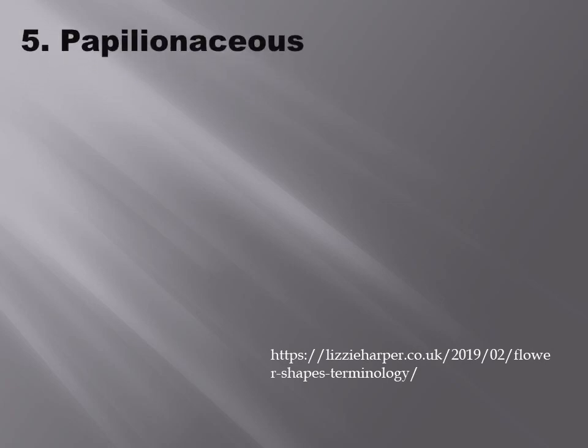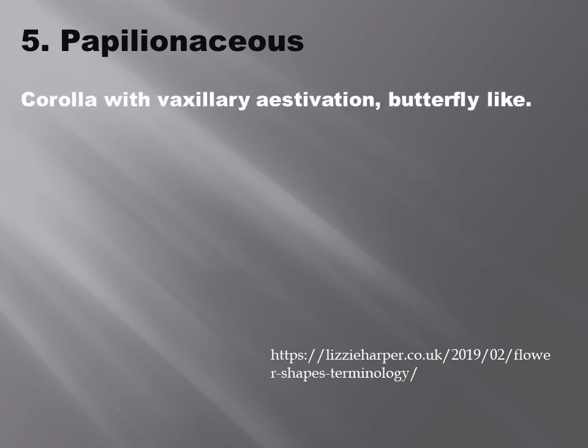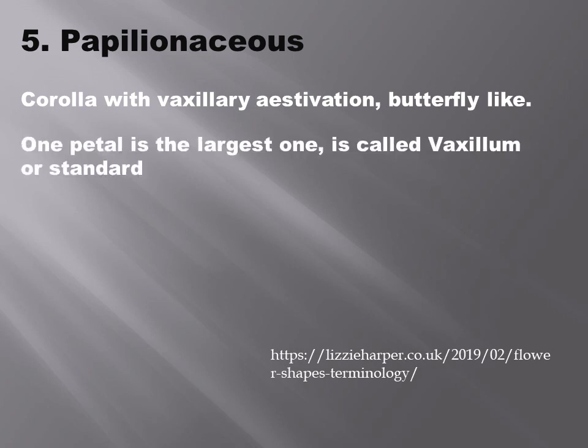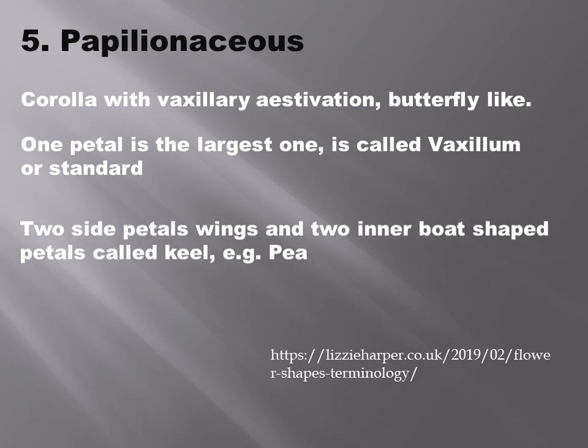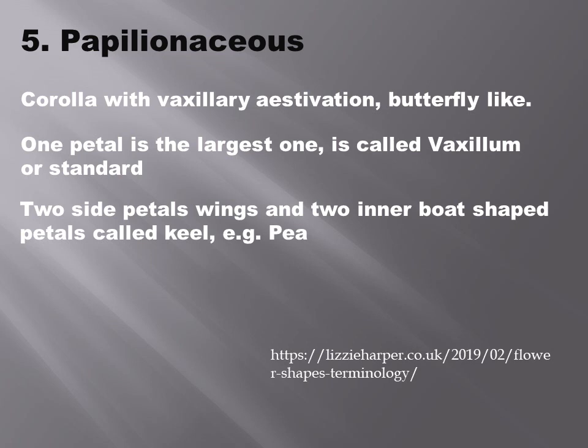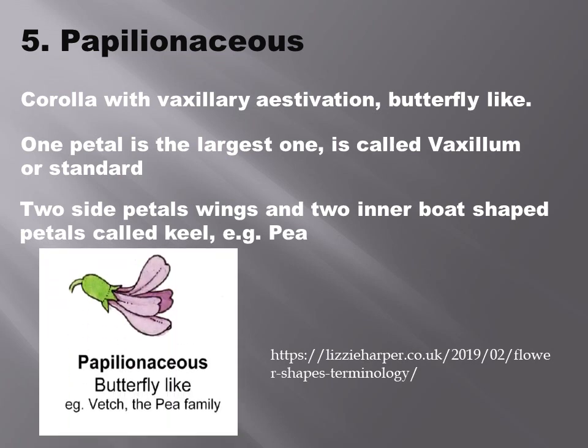The fifth one is the papilionaceous type of flower. It is a corolla with vexillary aestivation, or butterfly-like. One petal is the largest and is called the vexillum or the standard. The 2 side petals are wings, and the 2 inner boat-shaped petals are called the keel, for example in the pea plant. So in the image you can see the papilionaceous type of corolla present in the pea family.